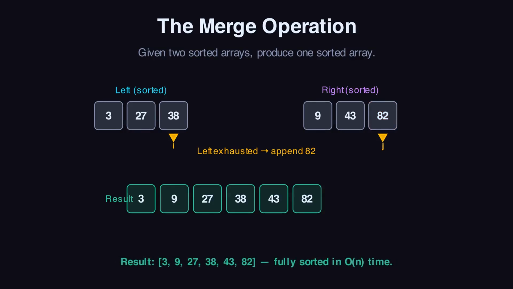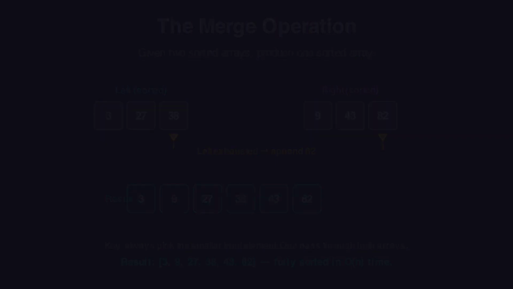Final result, 3, 9, 27, 38, 43, 82. Fully sorted. And critically, we touched each element exactly once. The total work to merge two arrays of combined length n is O(n). That single linear scan per merge level is what gives merge sort its speed advantage over quadratic algorithms.